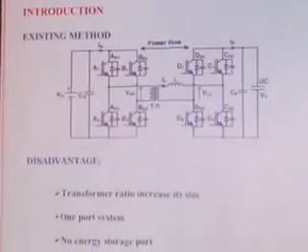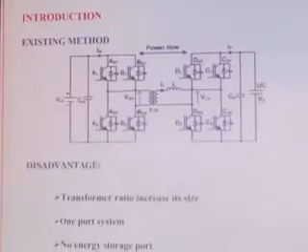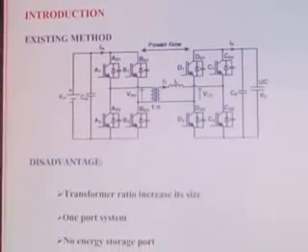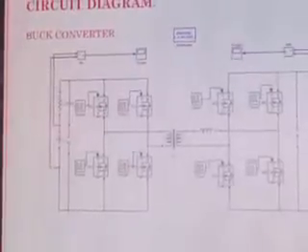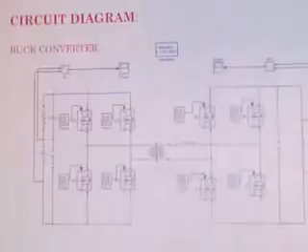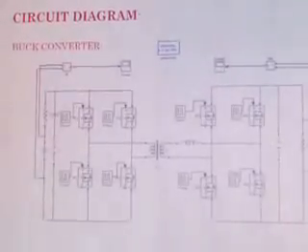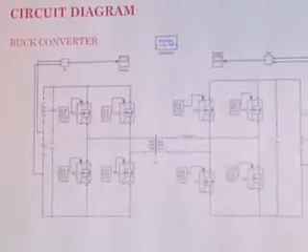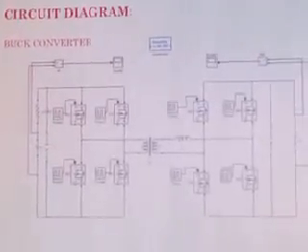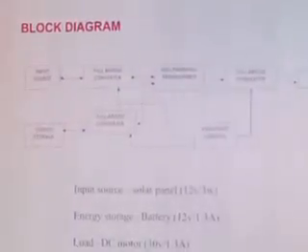Here there are 4 bridges which conduct diagonally. Here this is a one port system. Hence when the source fails, the load cannot get continuous supply. But here in our method, we will be using the load port also. In the existing method, we are using it as either a buck converter or a boost converter. In a buck converter, we step down the voltage, and in a boost converter, we step up the voltage. And next is our block diagram.